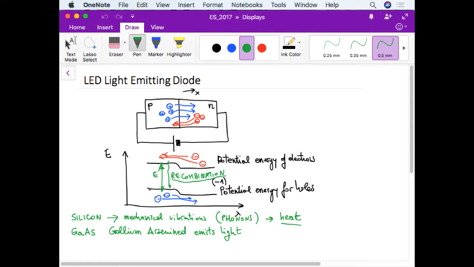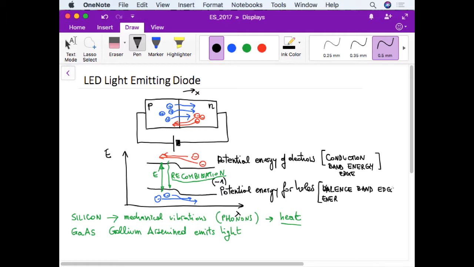So, to give you the proper nomenclature, this potential energy of electrons is called the conduction band energy. Actually, it's the conduction band edge energy, to be precise. The potential energy for holes is called the valence band energy. I'm mentioning these names because you can encounter them in other situations. And the difference between the two, which is also the energy of the emitted photons, is called Eg, which is the energy gap.